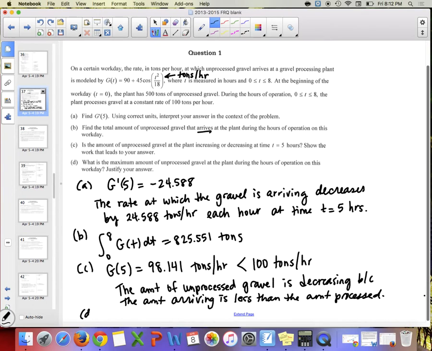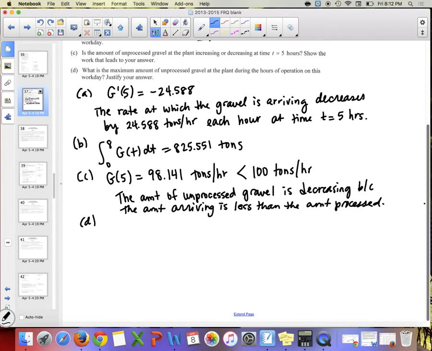All right, and then part D. So it says, what is the maximum amount of unprocessed gravel at the plant during the hours of operation on this workday? Justify your answer. So this is a difficult one, and sometimes part D questions can be pretty difficult.